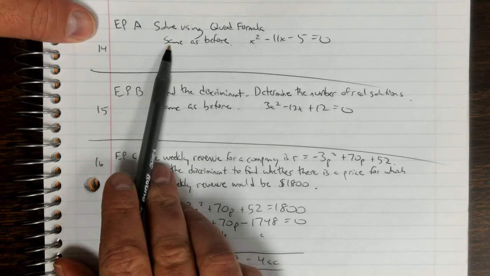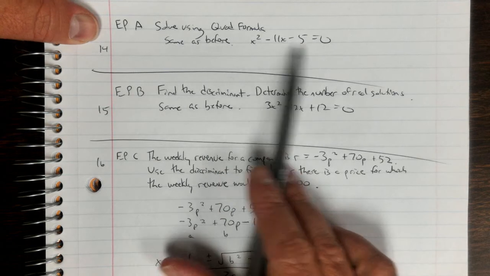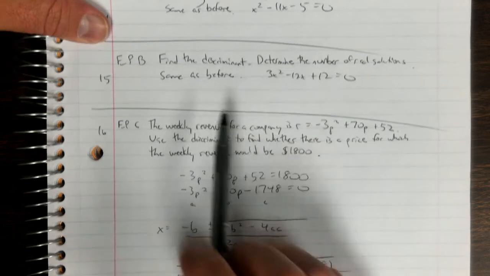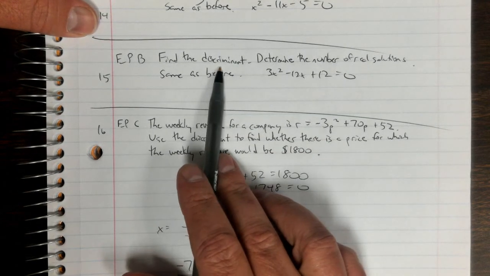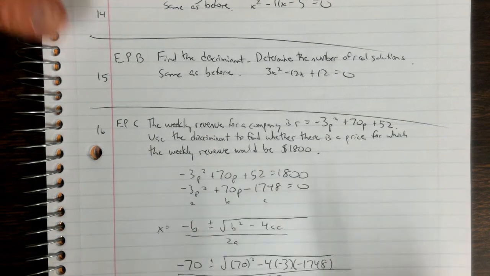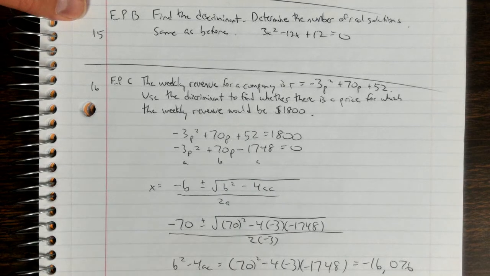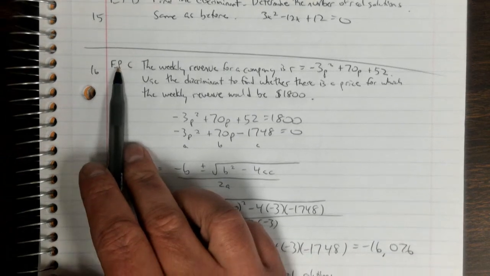Now this one just says solve using the quadratic formula, and that's simple. This one says find the discriminant and the number of real solutions. So again, that's simple. It's the same process as before. Our last one is extra practice C.